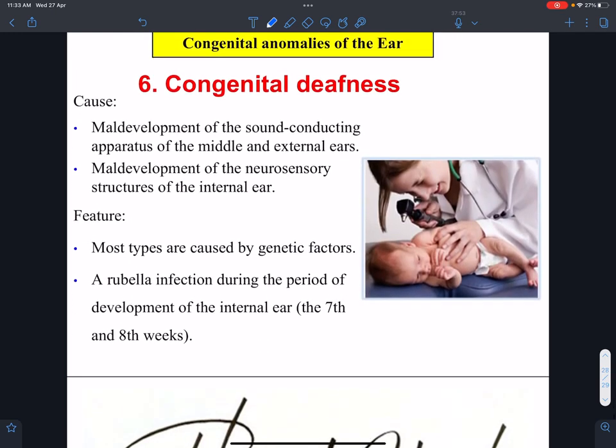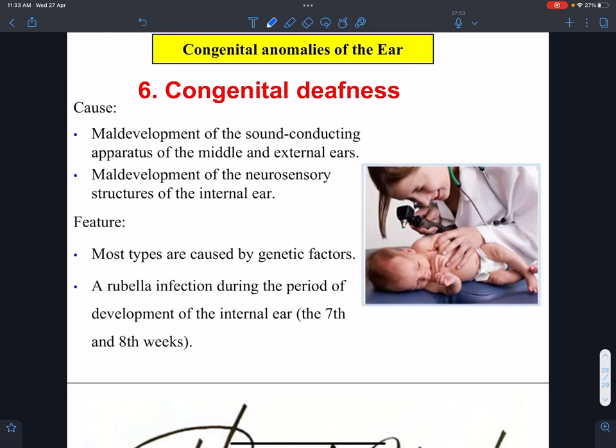The last one is congenital deafness. The babies are of course deaf. There is mild development, physiologically, of the sound conducting ears, because the external and middle ear do the conduction of sound, the internal ear does the translation. So when there is mild development malfunction in the function of the middle and external ear, or the internal ear, the person will have congenital deafness. This could be caused by two causes. This congenital deafness could be caused by genetic factors, and it could be caused by rubella infection.